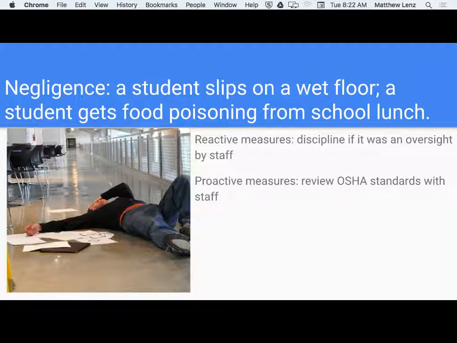Negligence, a student slips on a wet floor, a student gets food poisoning from a school lunch. Reactive measure would be to discipline an oversight by any staff member. Proactive measures would be to review and enforce any OSHA standards with your staff.